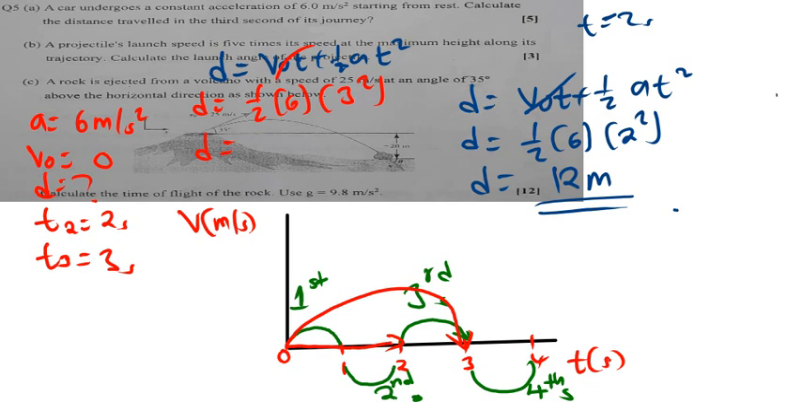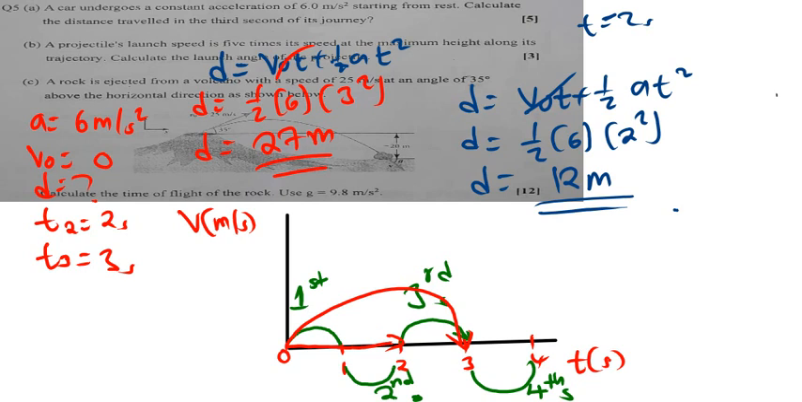Okay, let me do it. I'm saying is 6, then times, let me start with 0.5, 0.5 times 6, then times 3 squared. So this is giving me 27 meters. So this is the distance traveled when t was equal to 3.